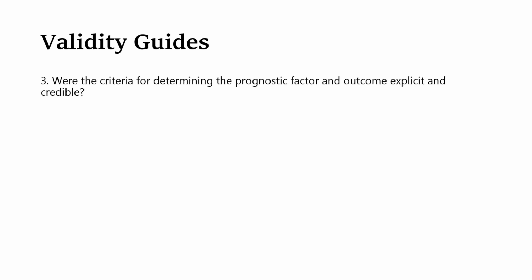Third question, were the criteria for determining the prognostic factor and outcome explicit and credible? Outcome criteria should be objective and unbiased. Examples of outcomes are mortality versus survival, symptom progression, or recurrence of disease.